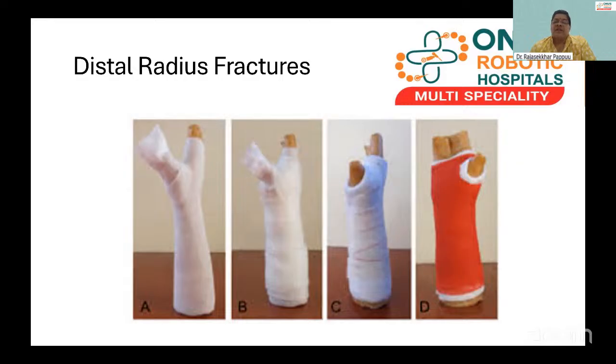Car you can manage after 1.5 to 2 months. After the plaster is removed, you can start driving the car if you have good movements. But if you don't take physiotherapy after a distal radius fracture, you will not have movements, your arm will be stiff. So many times what happens, people don't come to us, they go to quacks for the treatment.